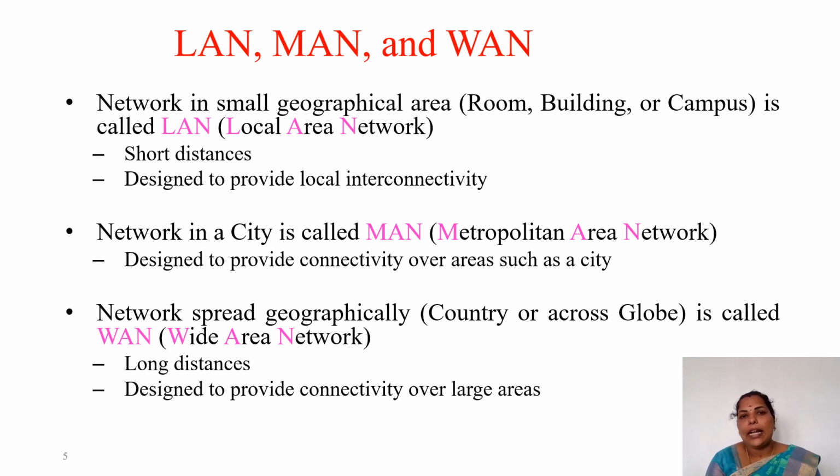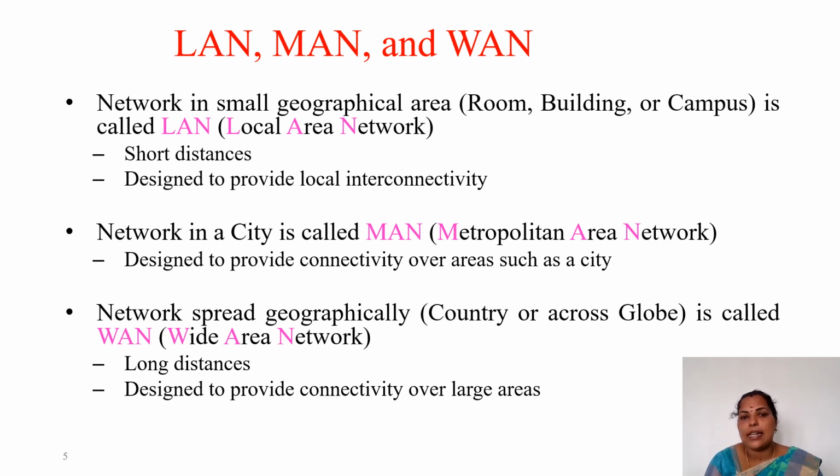Next is the local area network, metropolitan area network and wide area network. These categories of network are based on the location, how the network is connected. A network in a small geographical area, that is in a room or building or in a campus, we call it a local area network. It is for short distances and it is designed to provide local interconnectivity. For that only we are having the local area network.